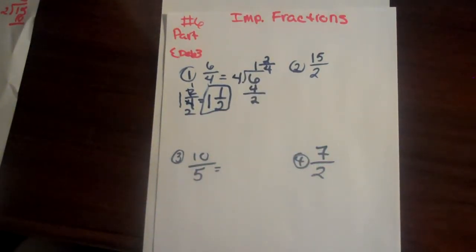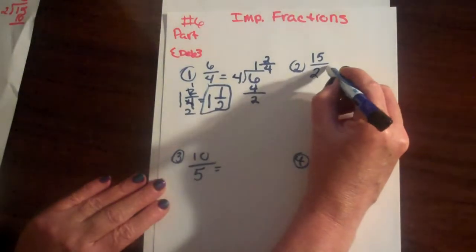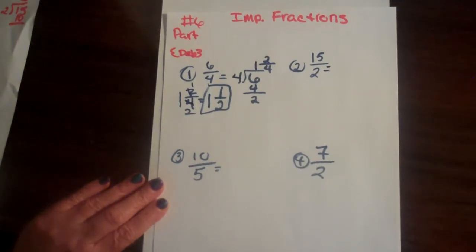Number 2, you have 15 over 2. Now we need to be real careful and make sure we know our rules. What makes an improper fraction? A bigger number on top of the lower number. The higher number should always be on top of the fraction.